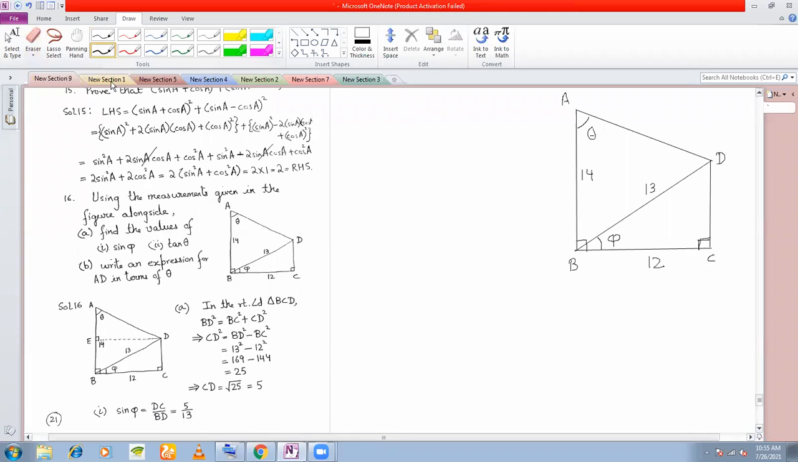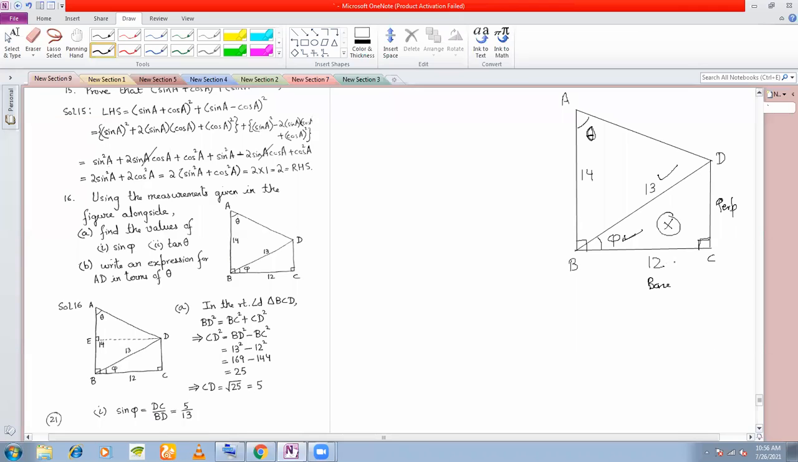Okay, now we read the problem. Using the measurements given in the figure alongside, find the values of sin phi and tan theta. So this angle given here is theta. You need to find out the value of sin phi and tan theta. So phi is this angle. We'll consider this right angle triangle BCD. But in BCD, this is the hypotenuse, BD, and because this angle is given phi, this must be the perpendicular and this must be the base.